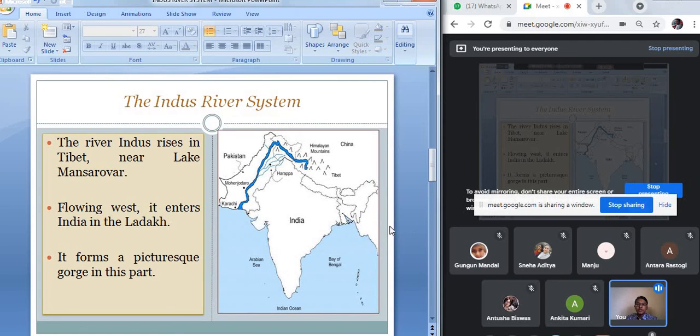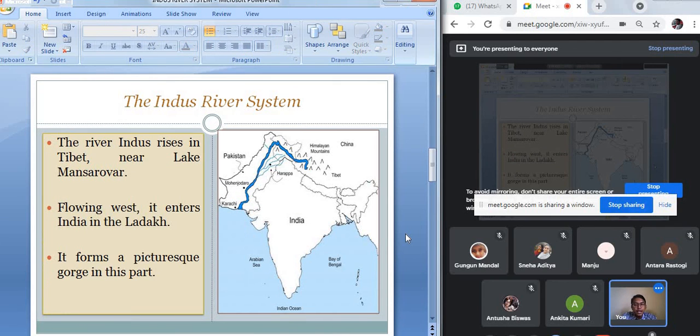The Indus river rises in Tibet near Lake Mansarovar, and it flows west. After originating near Lake Mansarovar, it starts flowing to the western side and enters India through the Ladakh region, where it has formed a picturesque gorge. A very beautiful valley has been formed by the river Indus because of its erosional activities.